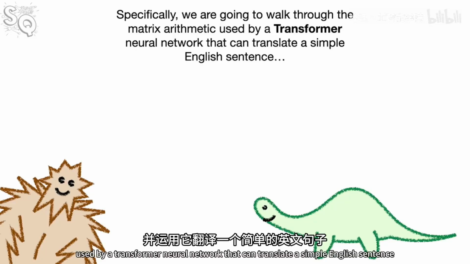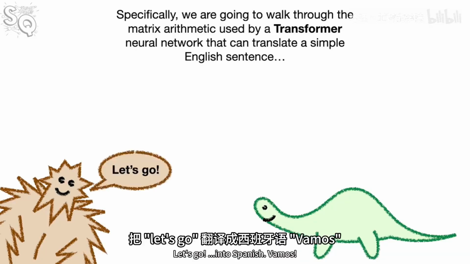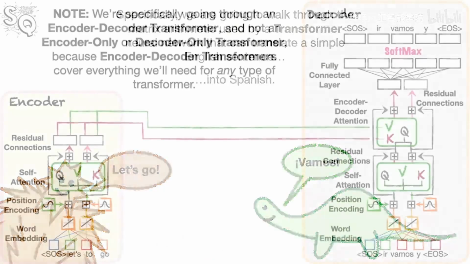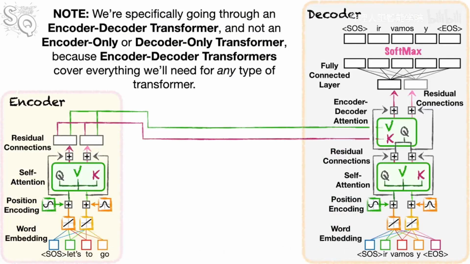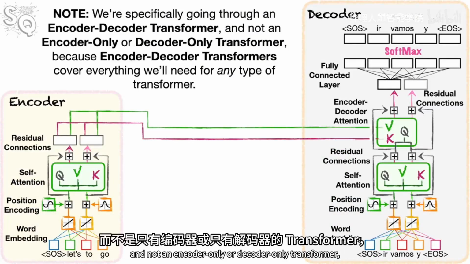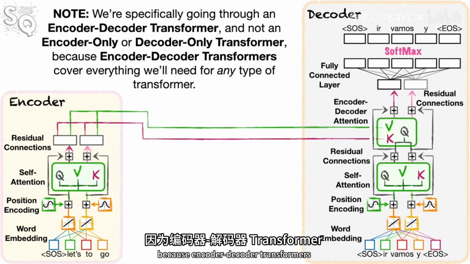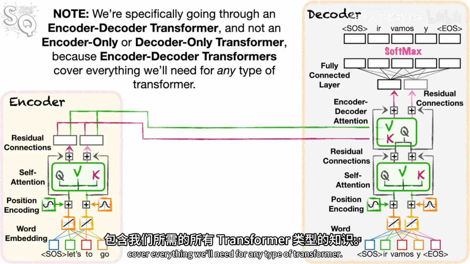Specifically, we're going to walk through the matrix arithmetic used by a transformer neural network that can translate a simple English sentence, "Let's go," into Spanish. Vamos! Note, we're specifically going through an encoder-decoder transformer and not an encoder-only or decoder-only transformer because encoder-decoder transformers cover everything we'll need for any type of transformer.